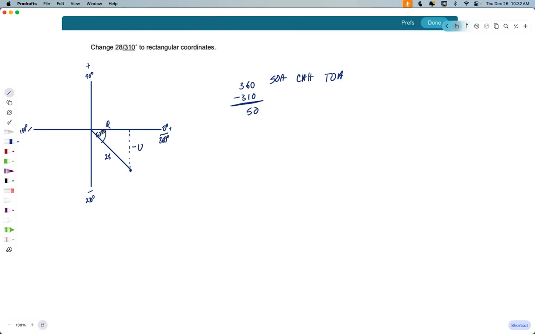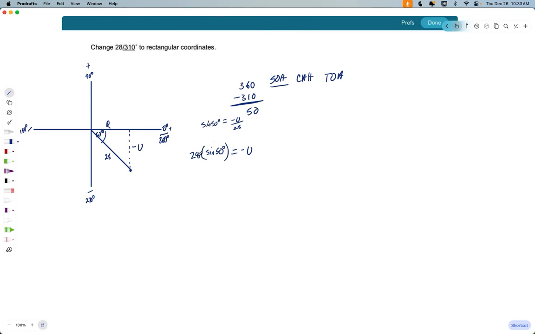So 50 degrees, we have our hypotenuse of 28. So in order to find negative u, this is the opposite of 50 degrees. So the opposite with the hypotenuse value is sine. So we would say the sine of 50 degrees times 28 is equal to negative u. And all I did to get here was I started with the sine of 50 degrees is equal to negative u over 28 and multiplied both sides by 28. But I skipped that step in my head and went straight here.